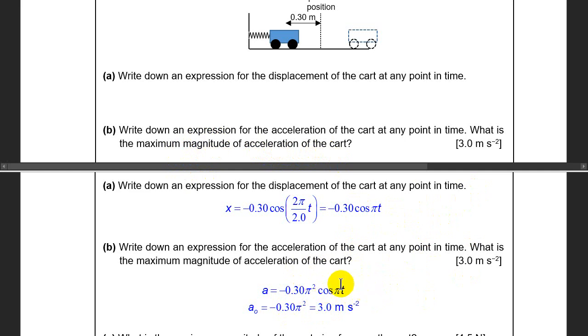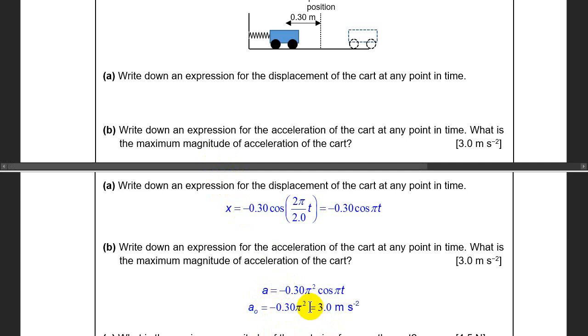This is a cosine function. We know that anything before the cosine is a maximum value, because the maximum value for cosine is 1. So what's the maximum value for a? Actually we can ignore the minus sign, because magnitude doesn't need the minus sign. Okay, so a naught is going to be 0.30 pi square without the minus sign here. So the answer is, we just work it out.